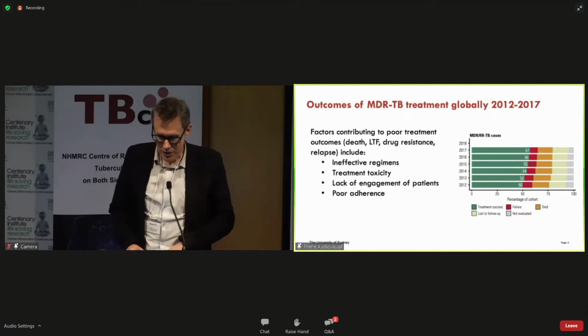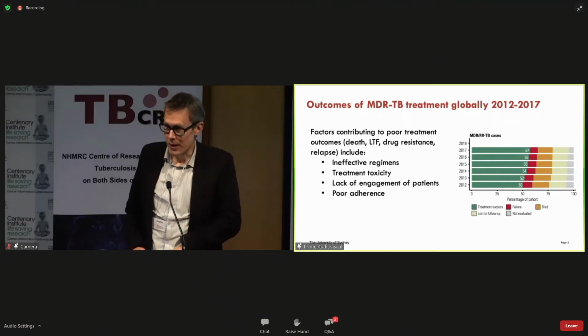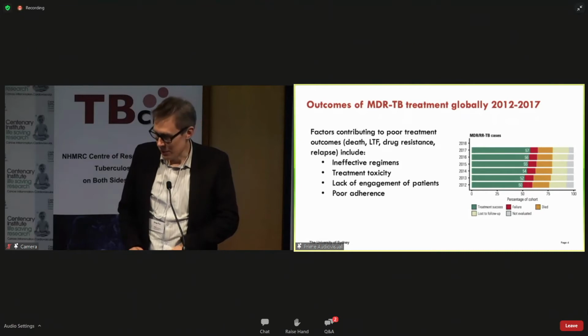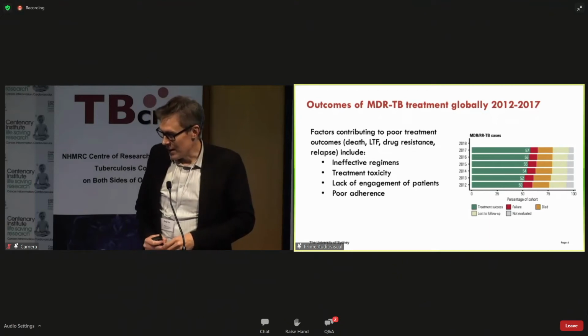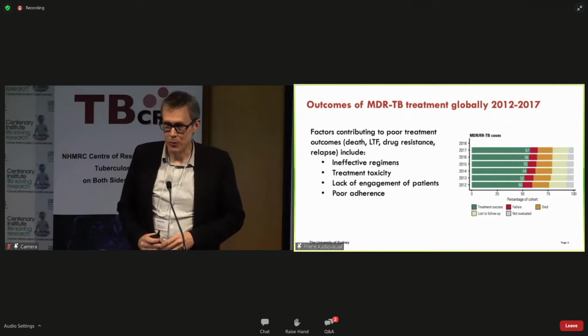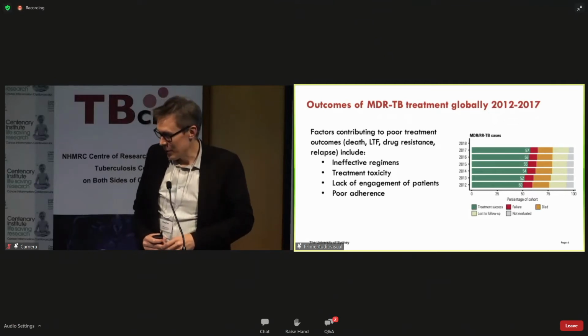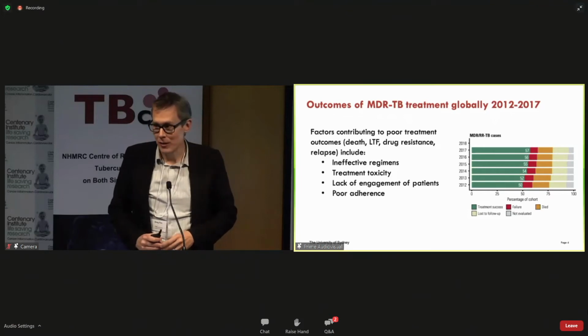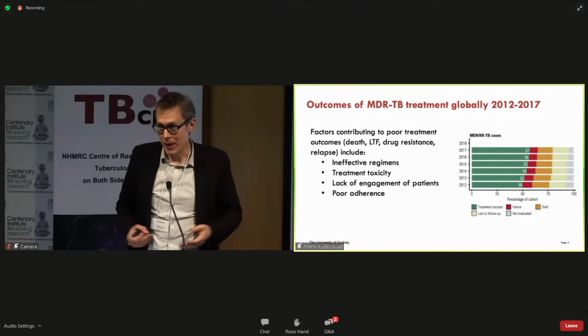Now, I mentioned drug-resistant TB, particularly for drug-resistant TB, this issue of poor treatment outcomes is a really major concern. You can see in the figure on the right of the screen there that over the last 7 or 8 years, we really have only made limited progress in improving outcomes for people with drug-resistant TB. That 57% of people have treatment success, but that still means that over 40% of people are still not getting the treatment outcomes that they need.